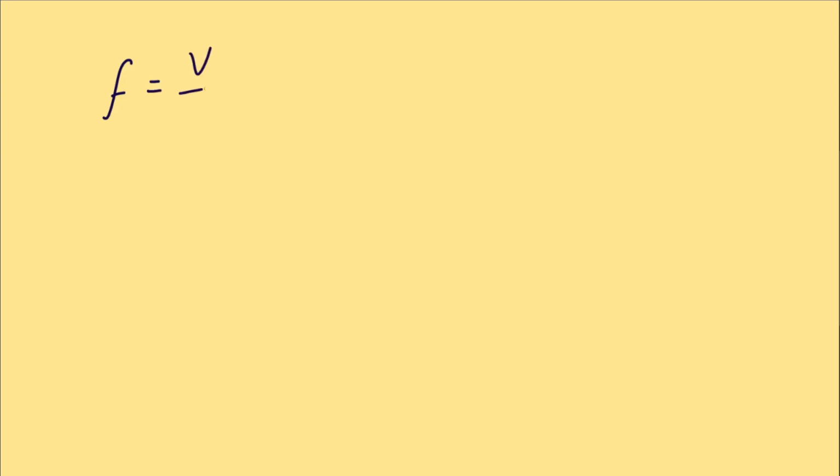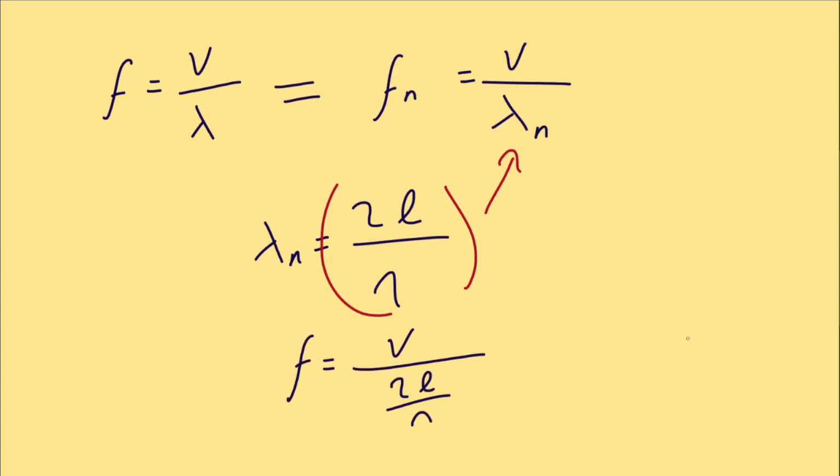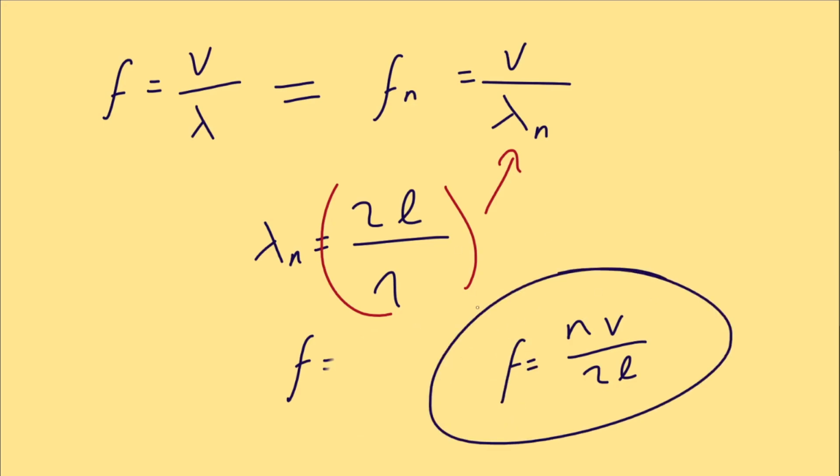So the frequency formula is v over wavelength. This is taken from the standard wave velocity formula. That means the frequency f_n is equal to the velocity divided by the wavelength λ_n. And with the formula we just found, 2L over n, we can sub in this value for wavelength. And our new formula is f equals v over (2L over n). We'll go one step further: nv over 2L. That's our new formula for frequency. And this is also on the free cheat sheet in the description.